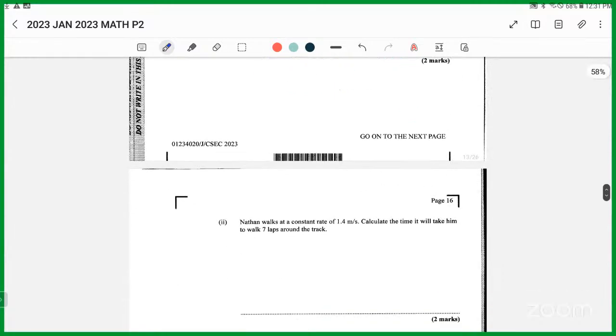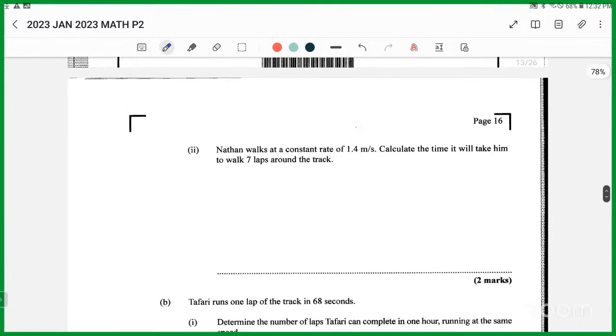All right. This one says, Nathan walks at a constant rate of 1.4 meters per second. All this means is that he does 1.4 meters in 1 second. That's all it means. It's not complicated. Find the time it would take him to walk 7 laps. 7 laps is 7 times 350, isn't it? It's like a speed, time, distance question.